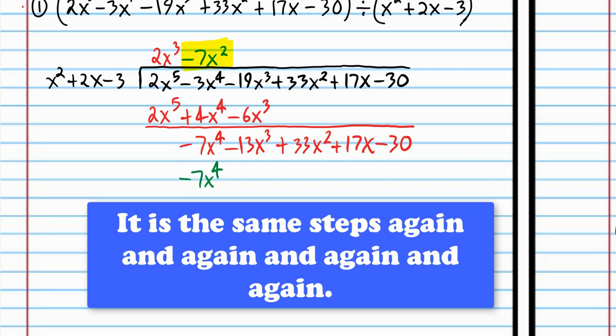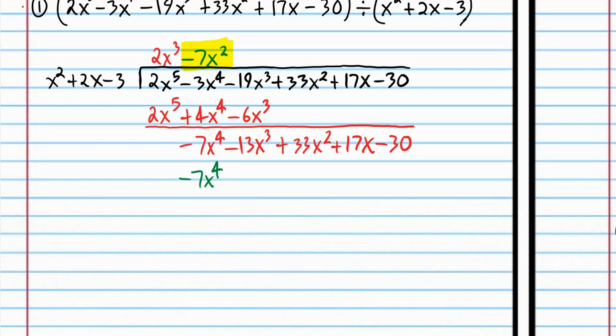Negative 7x squared times 2x is negative 14x cubed. And negative 7x squared times negative 3 is positive 21x squared. Whoops, meant that to be green. You don't have to use different colors here, by the way.